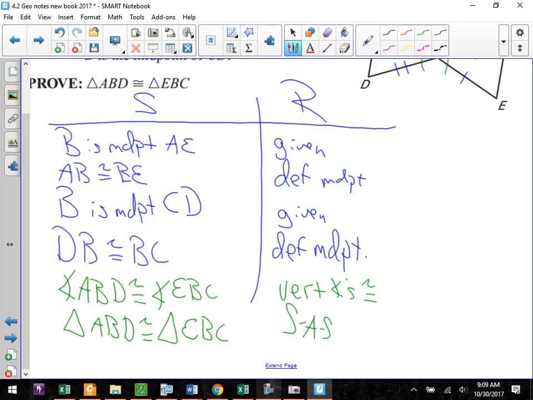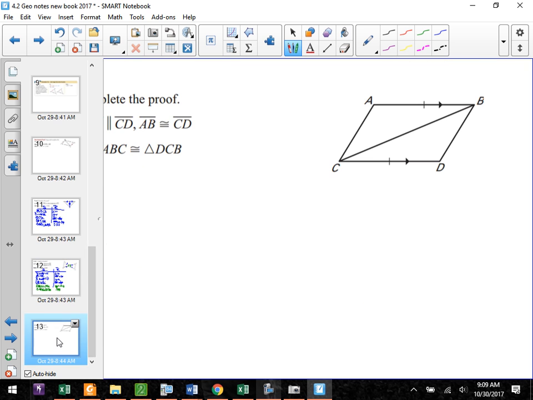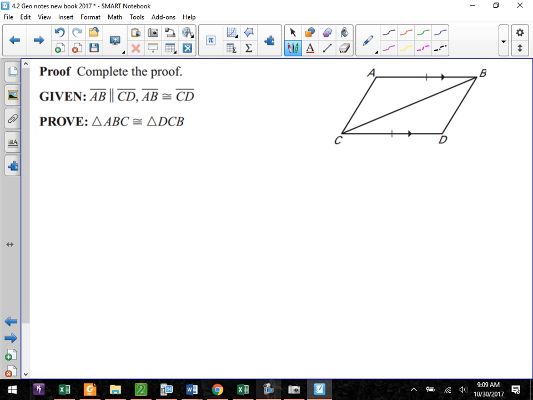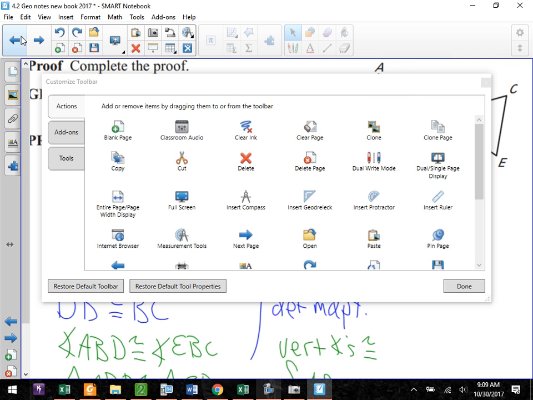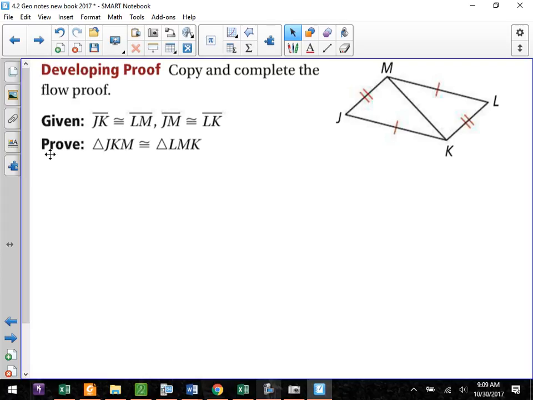So that's what we're looking at here. We're not ready to do parallel lines with them yet. Oops, got out of order here. Do this one. Take a minute, do this one, please and thank you.